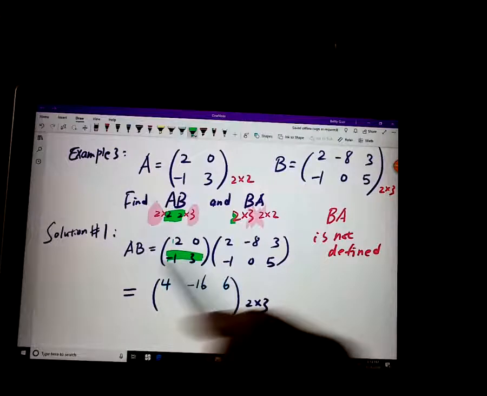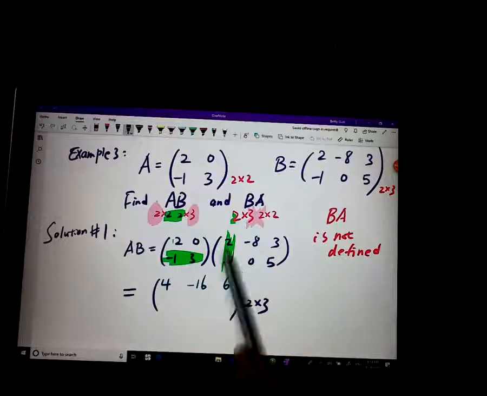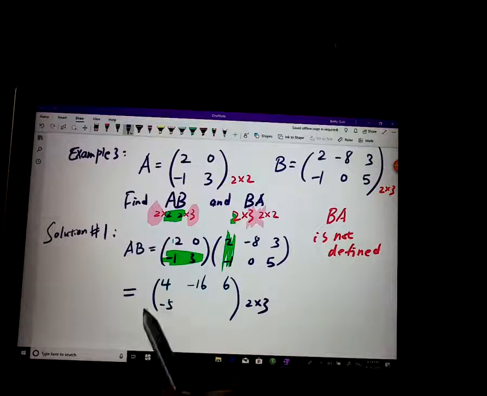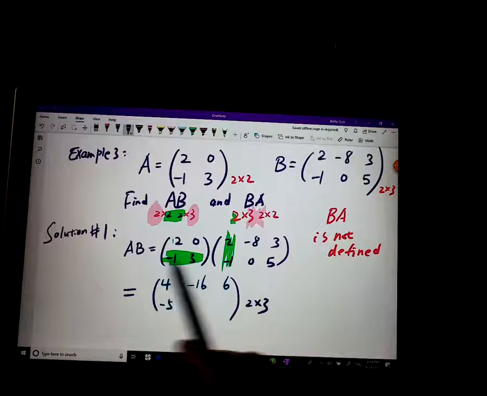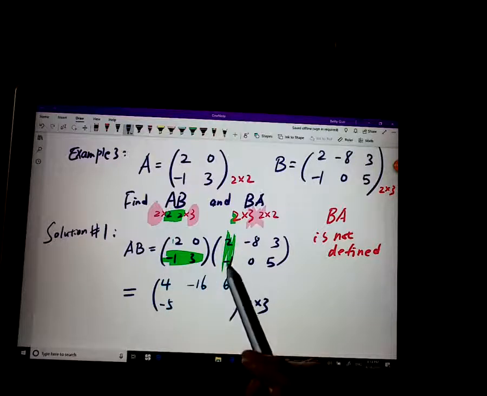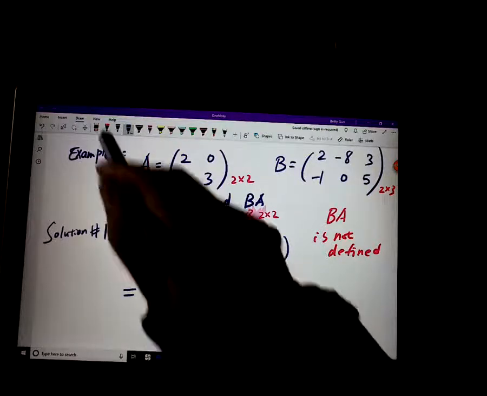Row 2, column 1. -1 times 2, -2. 3 times -1, -3. So -5. You see the pattern? Okay, let's continue.